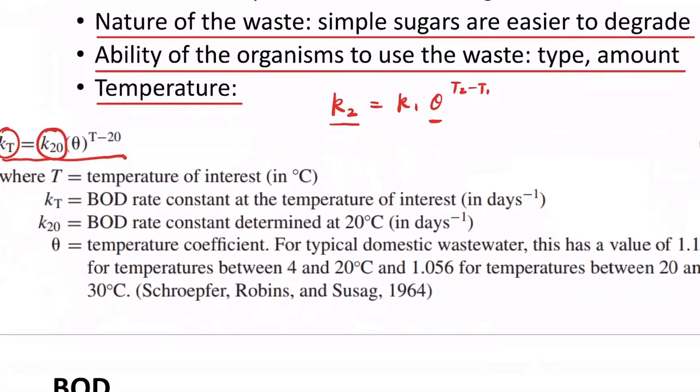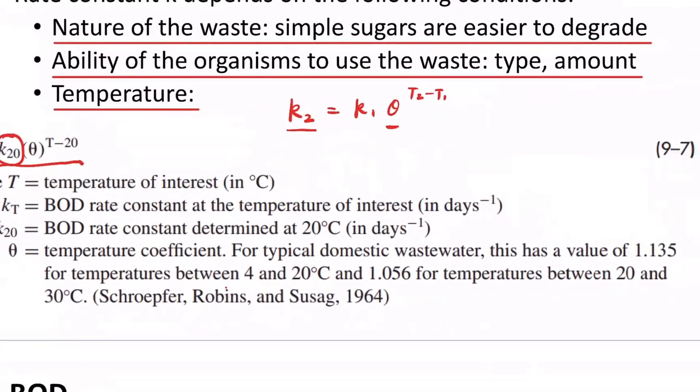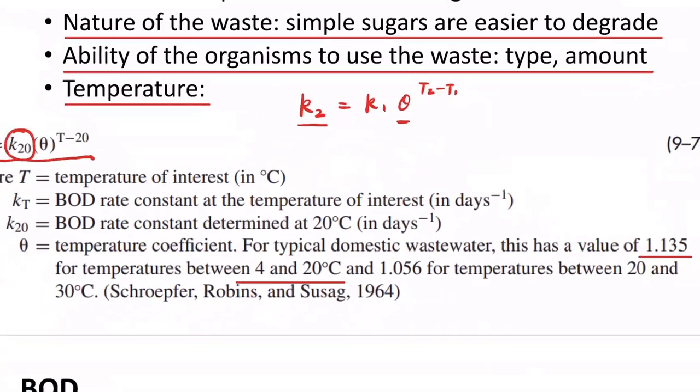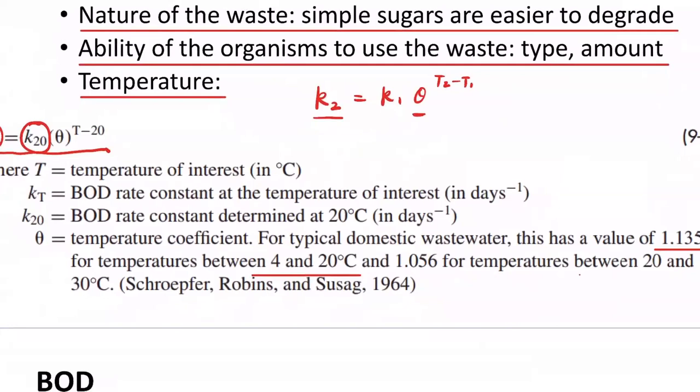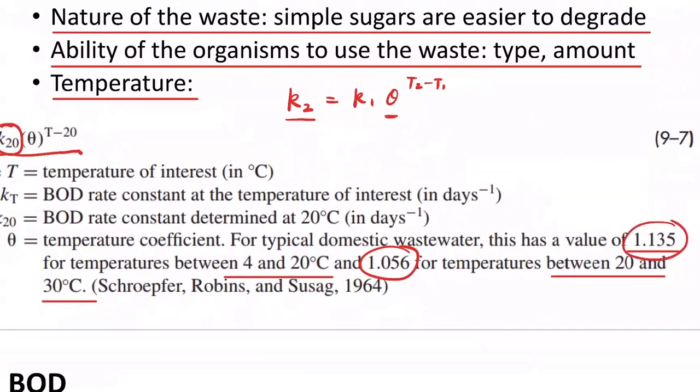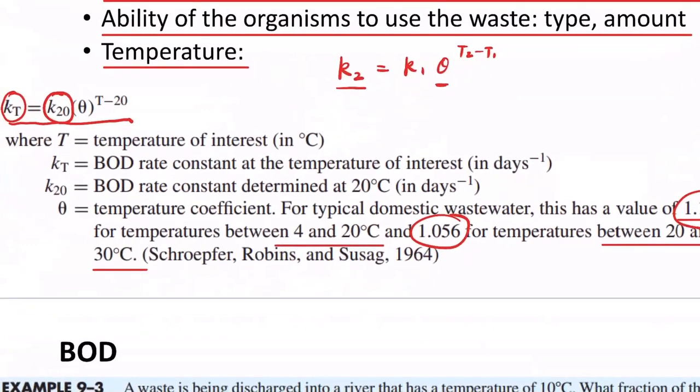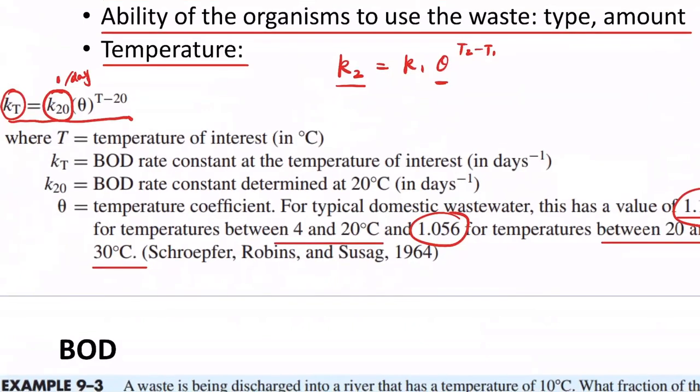So for example, if the temperature is between 4 and 20 Celsius, then we can use a theta value of 1.135, okay? And if the temperature is between 20 and 30 Celsius, then we can use the theta value of 1.056, okay? So what that means is, let's say under the lab condition, under 20 Celsius, we found that this K value here is 1 per day, okay? And then let's try to determine what is the rate constant at 30 Celsius.